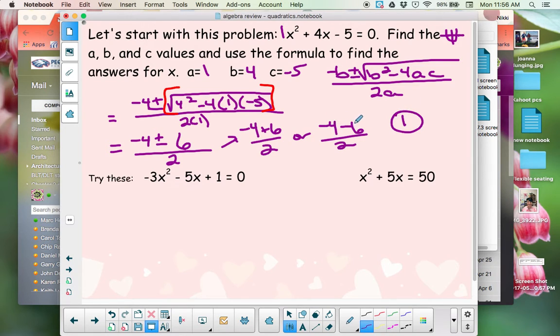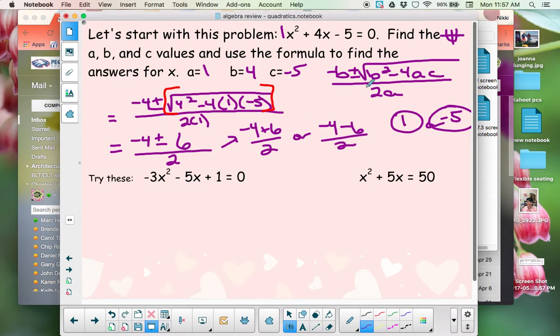And then -4 minus 6 would be -10. Divided by 2 would be -5. Our other answer would be -5. So our two possible answers, the two places where our parabola would cross the y equals 0, would be +1 and -5. Okay, let's try another one.